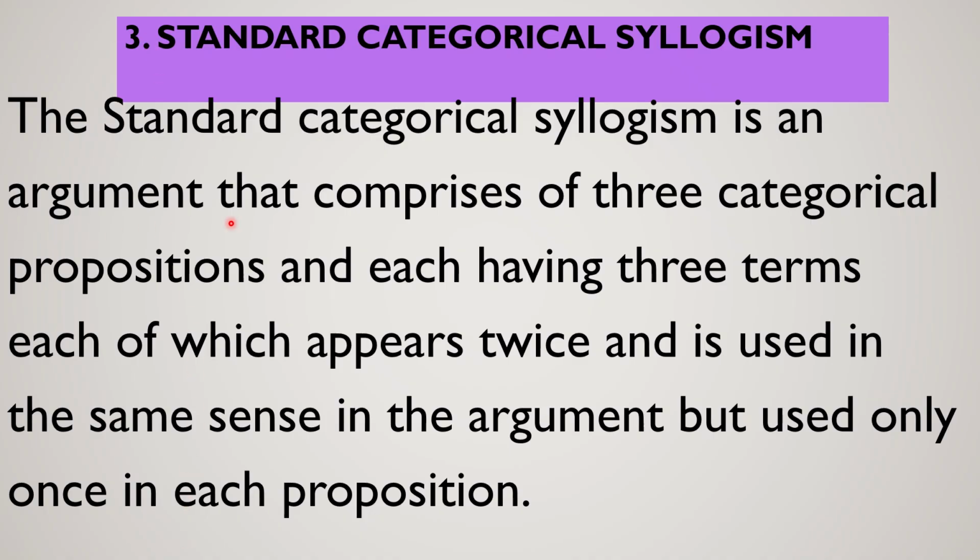A standard categorical syllogism is an argument that comprises three categorical propositions, each having three terms, each of which appears twice and is used in the same sense in an argument, but only used once in each proposition. I know this definition might appear broad, but it is very easy, as you are going to see in the next slide.